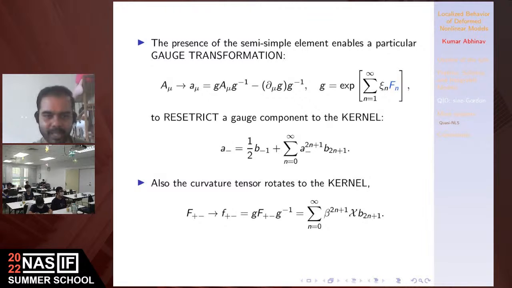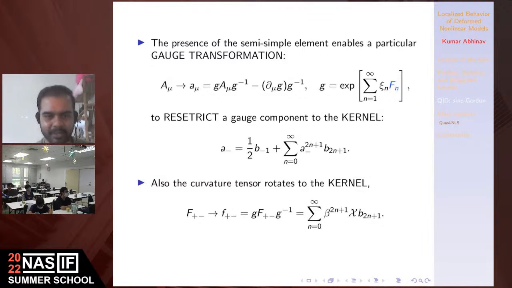You could do it because A plus had a B1. If you do the calculation, it will be clear. You can see it in the paper. It is a long, tedious calculation, but doable. So what will happen is that A plus after rotation is a mixture of F and B. That doesn't matter. But A minus strictly belongs to the kernel. And the curvature itself, F plus minus, which is non-zero in general, under this gauge rotation also belongs to the kernel.